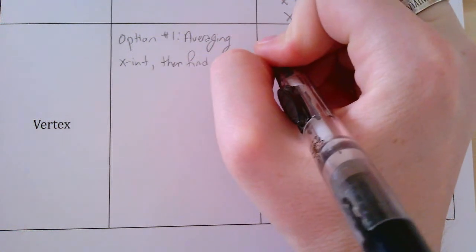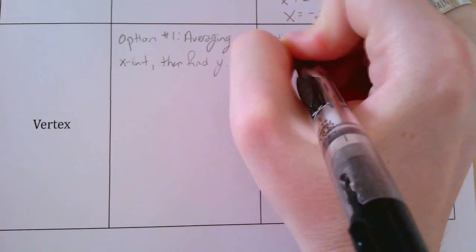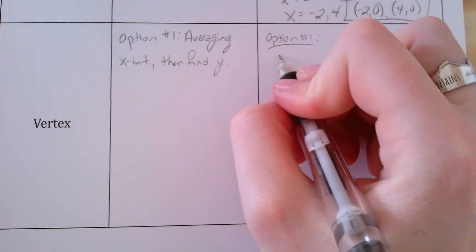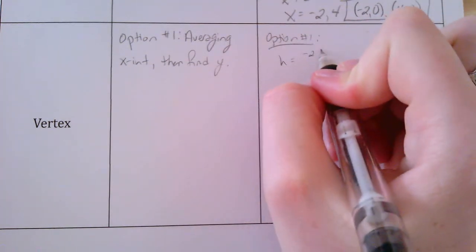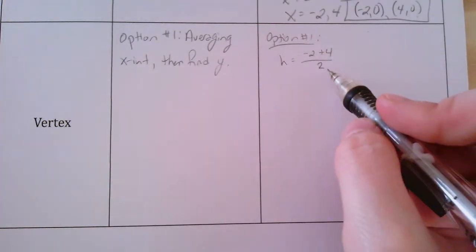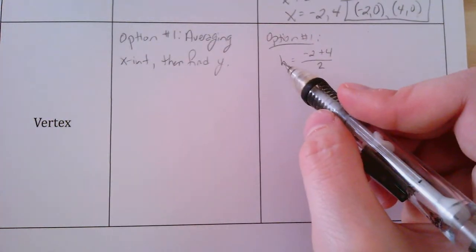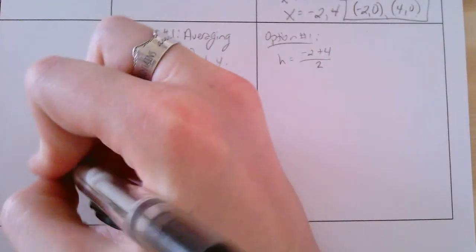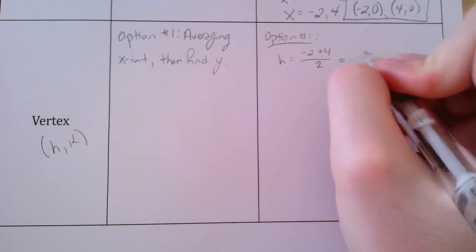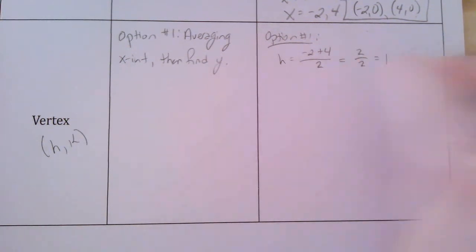So to average these, I'm going to take my option 1 here and just say it would be -2 plus 4 all over 2. So I'm taking the average of two numbers, and it's going to be equal to my h value, right? Because my vertex is going to be like h comma k. So that gives me 2 over 2, which is 1.